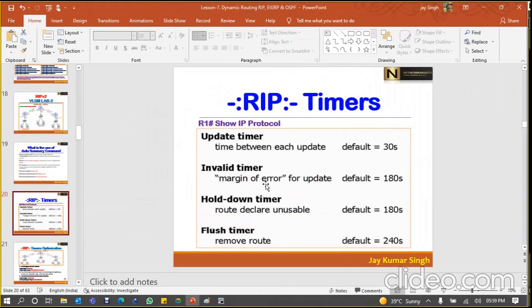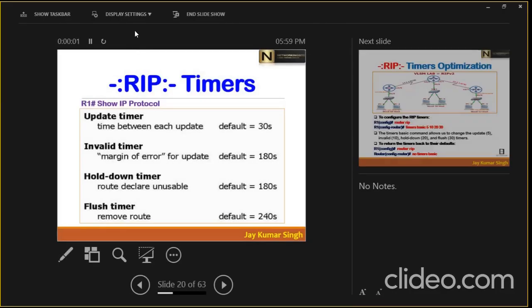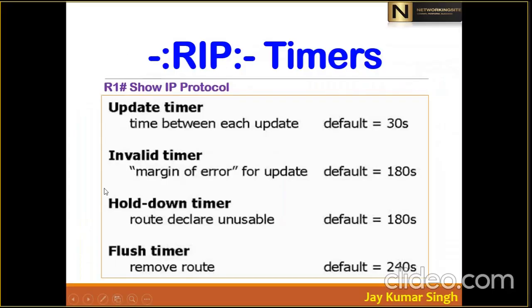Now see, the update timer is the time between each update. It means the RIP router sends the information of the networks or subnets to its neighbors every 30 seconds. That is known as the update time, and this is periodic.